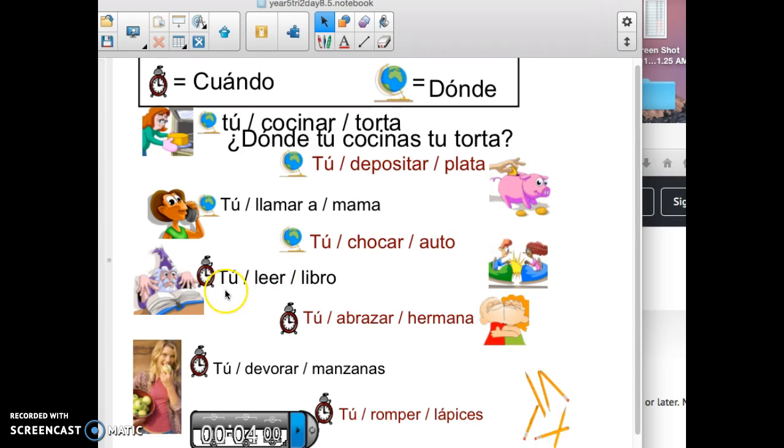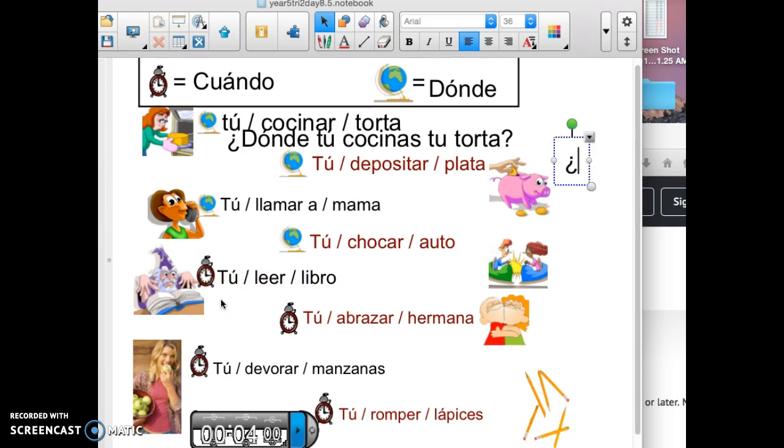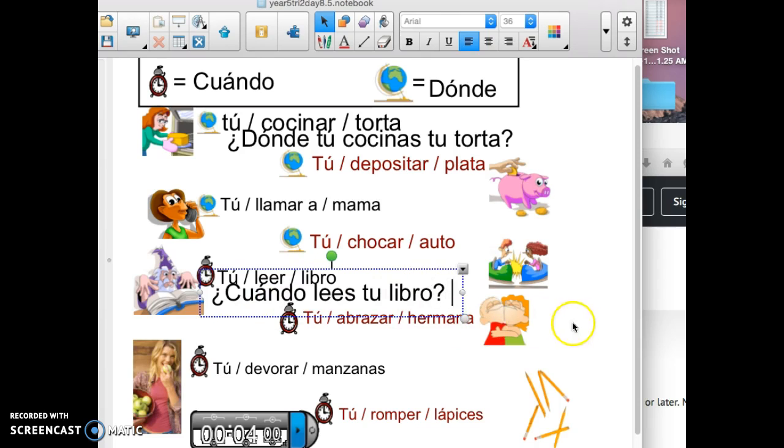Okay? Now these next ones, if it's cuando, it's going to be, when do you read your book? So again, start with your question mark. And then we're going to say, when is cuando? When do you read? Now remember, you don't have to put in tú. You can just put in lees. And remember, we know who's doing the action word because it's changed to show who's doing it. So if you don't want to write tú, you can just say cuando lees instead of cuando tú lees. So I'm going to say cuando lees tu libro. When do you read your book?